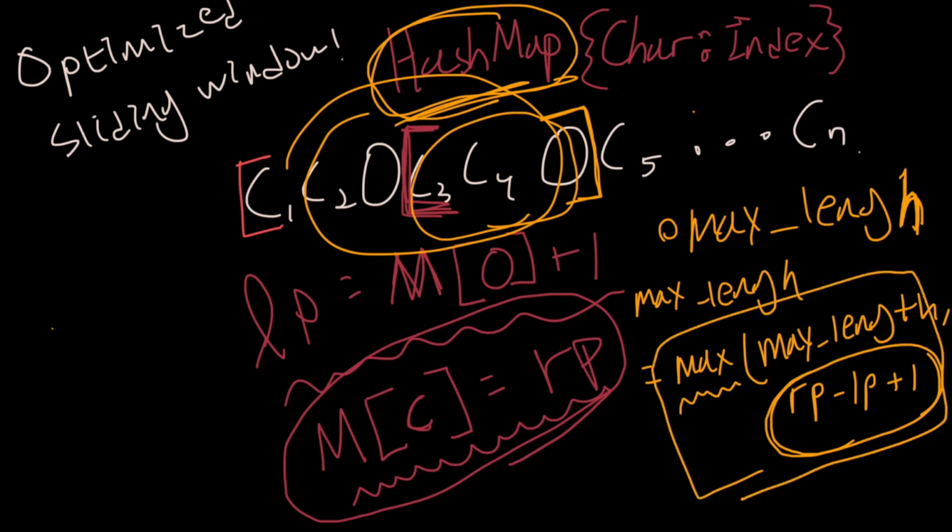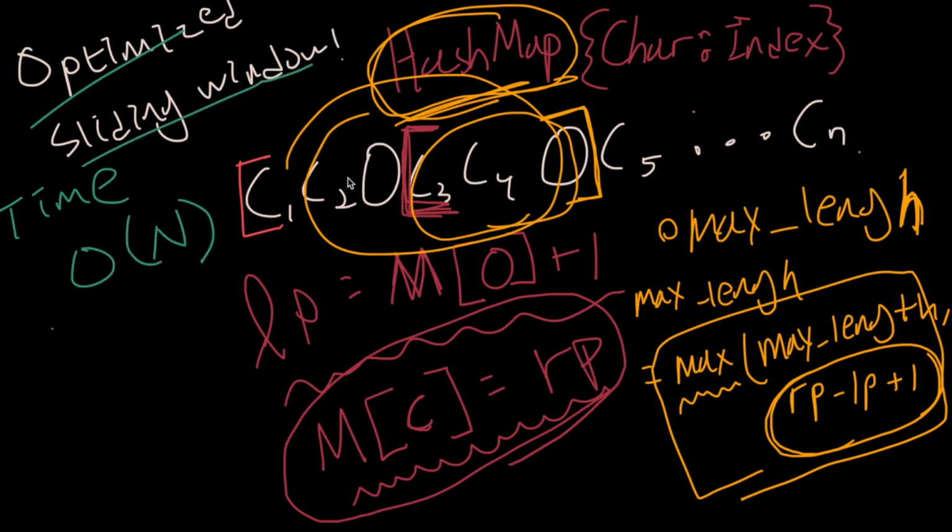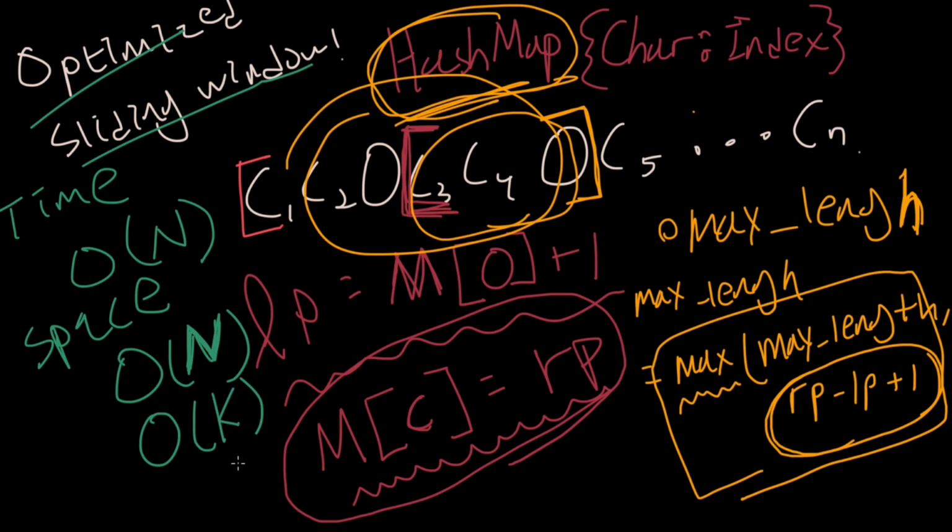All right, so let's talk about the time complexity. What's the time complexity of this optimized sliding window? It's just going to take O(n) time, because we're iterating over all of these characters only once. And space complexity, in the worst case scenario, is going to be O of n. In the normal scenario, it's going to be O of k, where k is the number of unique characters in the string.